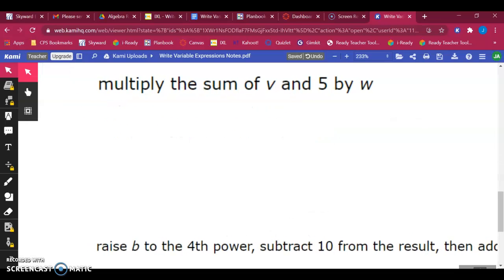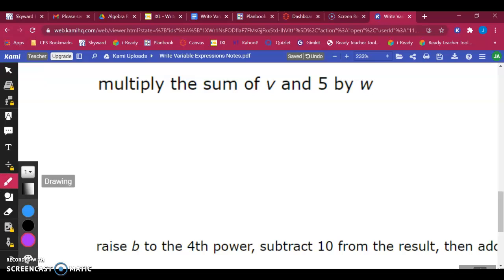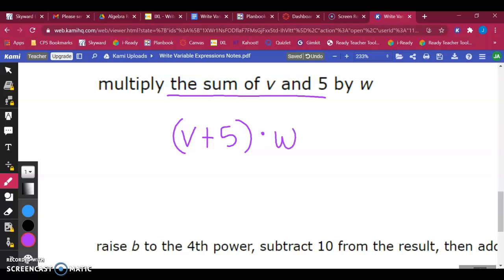And then the next one, multiply the sum of v and 5 by w. So we have to figure out what the sum of v and 5 is first. So that's addition, the answer to addition. So v plus 5 has to be taken care of. And then we're going to multiply that by w. So multiply by w. You could also write w out front and have it look like that.